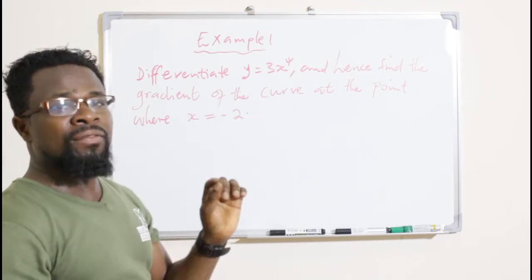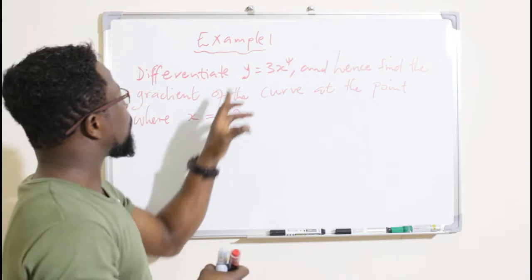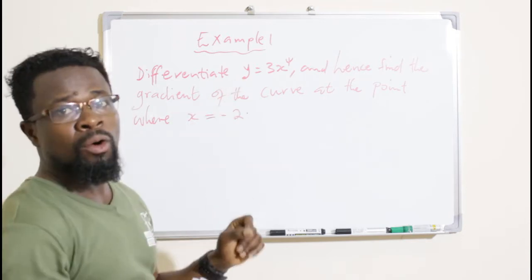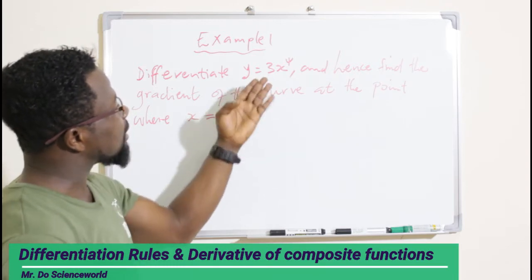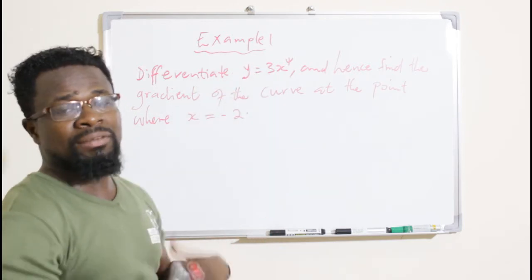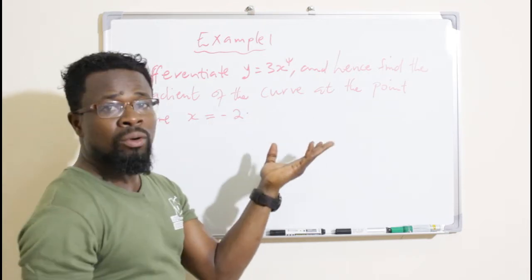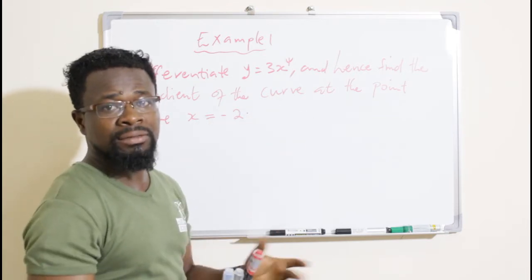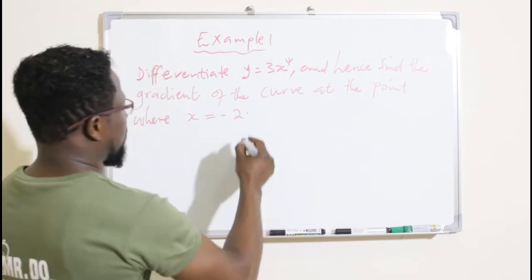Now we are given a value at a particular point where we need to find the gradient of the curve at that particular point. So if you want to find the gradient at that point, it means we take the derivative, and after taking the derivative, we just substitute the value of x into the derivative, and that gives us the answer that we are looking for. So let's begin by solving that.